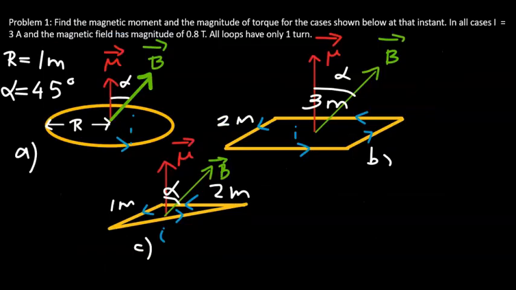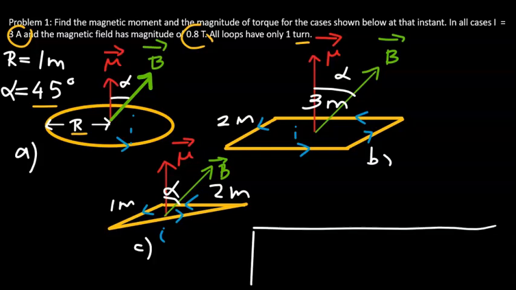Let's look at the following problem. Find the magnetic moment and magnitude of torque for the cases shown below at that instant. In all cases, the current is 3 ampere, the magnetic field has a magnitude of 0.8 Tesla, and all these loops have only one turn, so capital N is 1. The angle between the magnetic moment and the field is 45 degrees, and the radius of this particular circular loop is 1 meter. So let's do part A first.